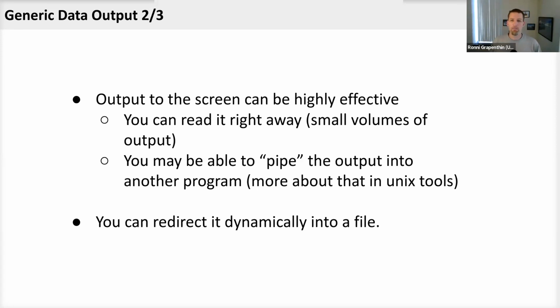Output to the screen can be extremely effective. I mentioned that already. You can read it right away. That is easier the smaller your volumes of output are; you can easily get overwhelmed with too much output. And as I said, you may be able to pipe the output into another program. More about that in Unix tools. You can also redirect the output that goes to the screen dynamically into a file, which some operating systems allow you to do. So even though the program thinks it should all be on the screen, you can say, no, I want it in a file, and you're redirected.